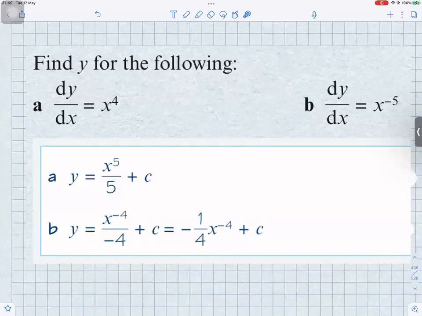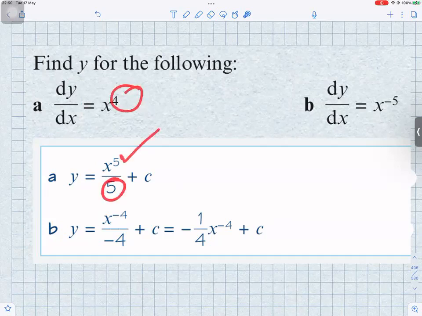Find y for the following. You are given dy over dx. That means we integrate. And when you integrate, you add 1 to the power. 4 plus 1 is 5. And you divide by the new power, 5. And don't forget to add the constant of integration. So it's x to the 5 over 5 plus c.